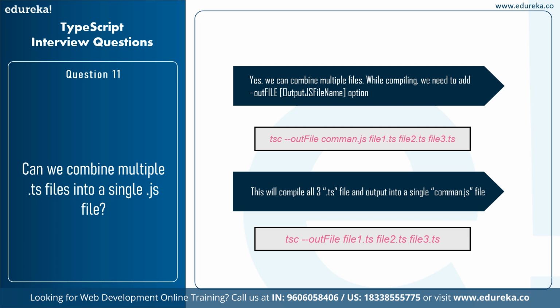Now if you don't provide an output file name, the file2.ts and file3.ts will be compiled and the output will be placed in file1.ts. So now the file1.ts will contain all the JavaScript code. So this was the method of combining multiple files into a single .js file.